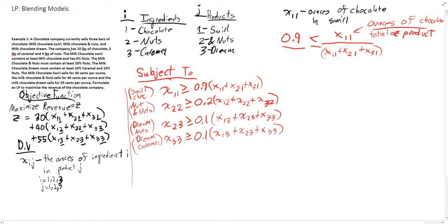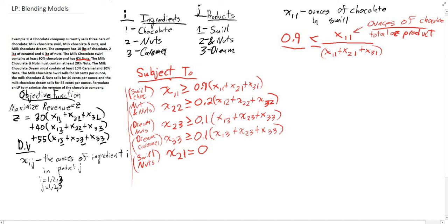And also we need to come back and we need to define the 0% nuts. So the swirl nuts constraint equals the amount of nuts in product 1 has to equal 0. So there can be 0 ounces of nuts in product 1.